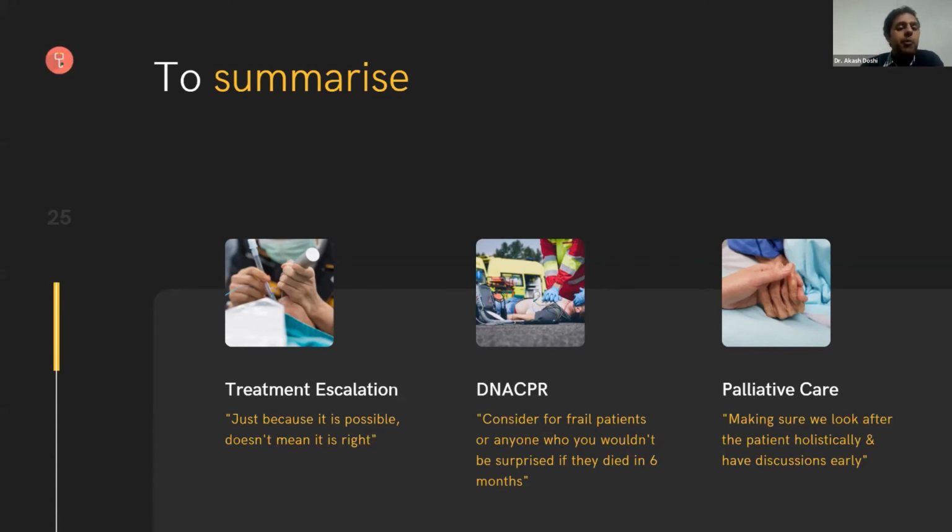And so when you have a patient in front of you, think about what their functional status is, think about what their frailty is, and think about whether you think there's a chance that this patient might pass away in the next 6 months to a year. And if that's the case, think about treatment escalation and bring up those conversations early.